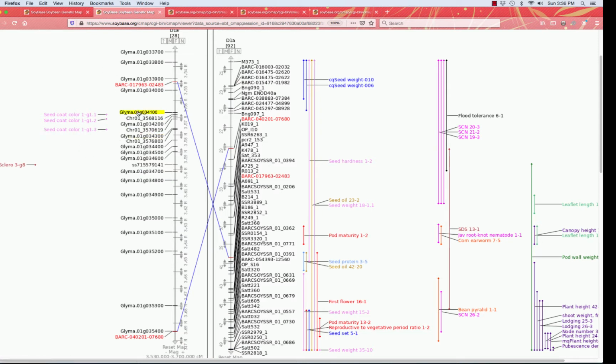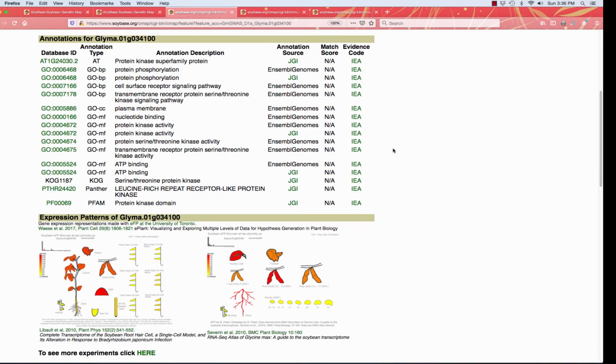So if we look at this gene, we'll see that SoyBase has annotations for this gene, and some of the gene annotations are listed here. And as we can see, it looks like it's a protein phosphorylation gene. It might be involved in a transmembrane receptor, but nothing here screams, I may be involved in seed coat color. Then if we look down here at the expression patterns, we see that in seeds, there's practically no expression of this gene at any stage of development that was captured in this experiment.